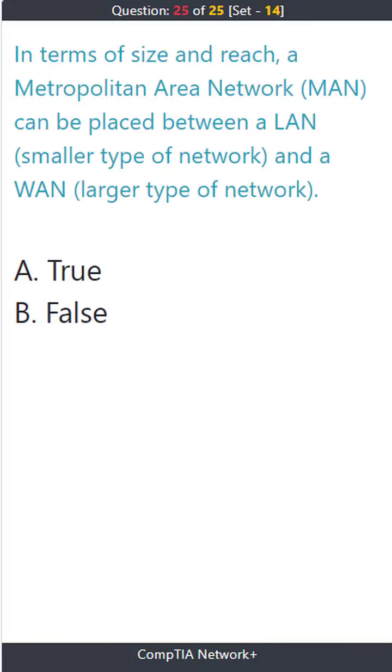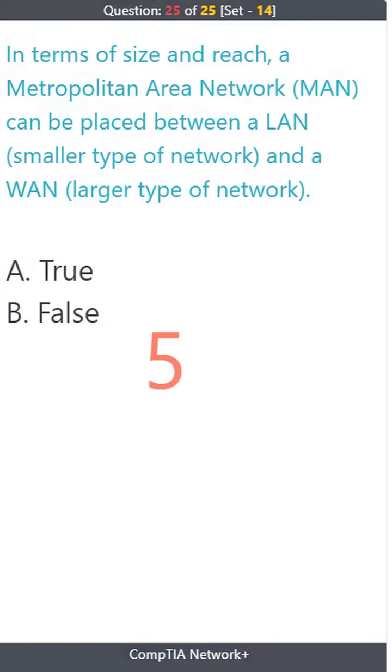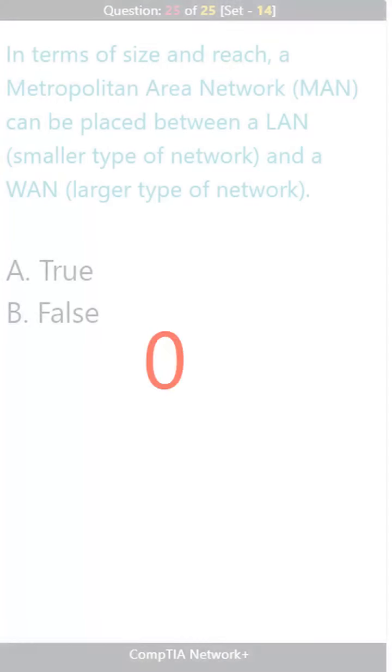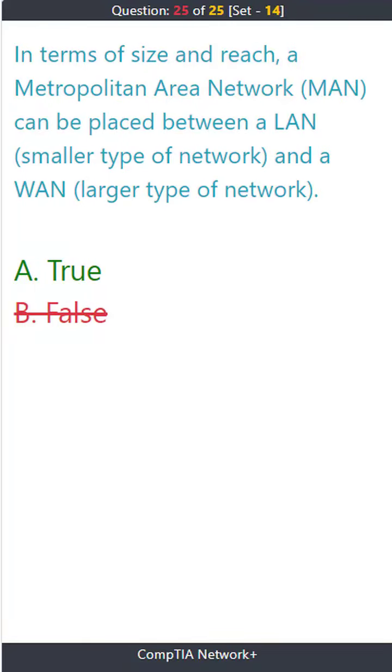Question 25. In terms of size and reach, a metropolitan area network, MAN, can be placed between a LAN, a smaller type of network, and a WAN, a larger type of network. A. True. B. False. The correct answer is A, True.